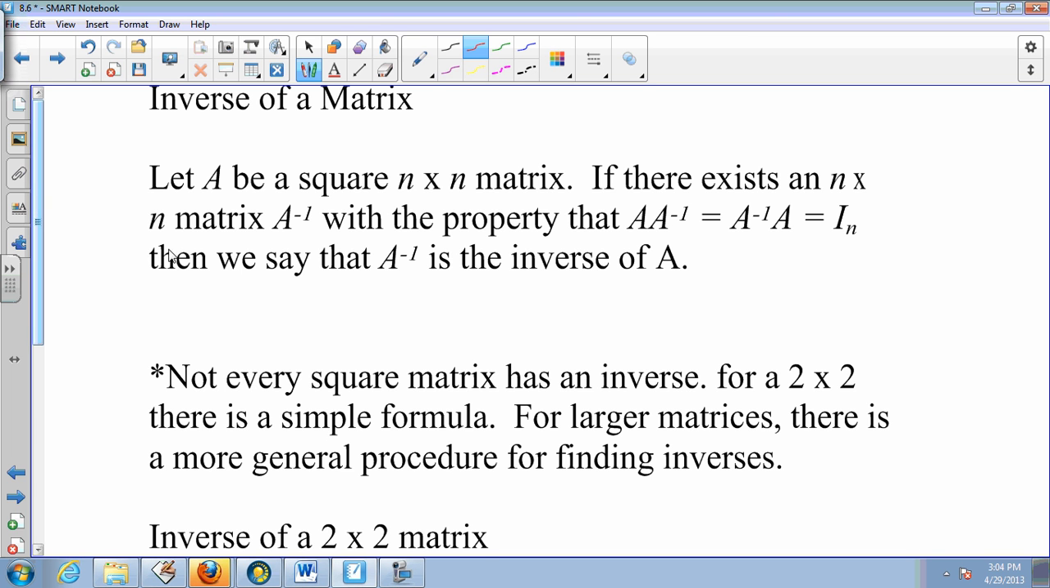So the inverse of a matrix, we're going to let A be a square n by n matrix. If there exists an n by n matrix A inverse, with the property that A times A inverse or A inverse times A goes to the identity, then A has an inverse. A inverse is the inverse of A. So when you multiply them together, it has to get out the identity. And not every square matrix will have an inverse. For 2 by 2, there's a formula that we'll learn. For bigger matrices, there's a general procedure that you will follow.